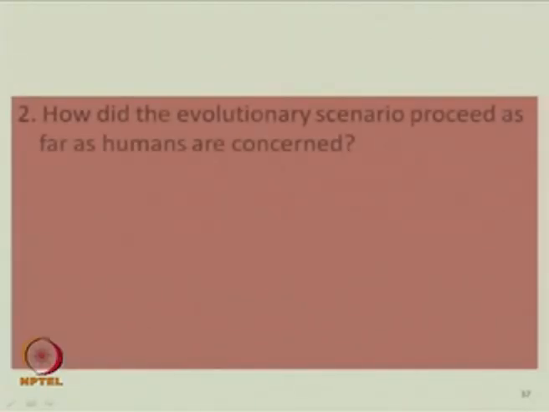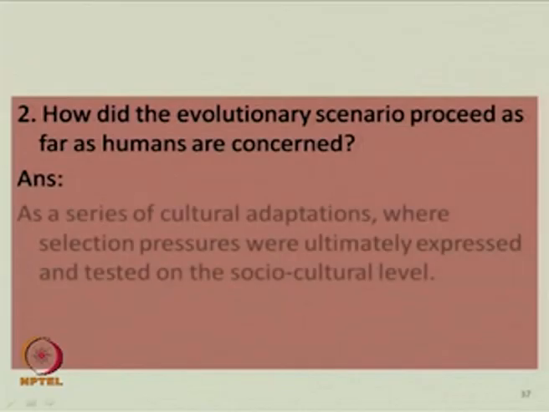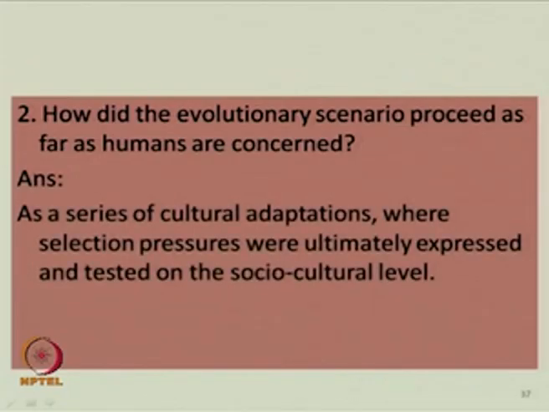Then, how did the evolutionary scenario proceed as far as humans are concerned? Now, the answer is this. We have to look at the evolutionary scenario as a series not simply of physical adaptations or changes, but as cultural adaptations. Why? Because the selection pressures that were there, even for the anatomy and physiology of the species, were ultimately expressed and also tested. And I might add here that the evidence also comes from the socio-cultural level, right?